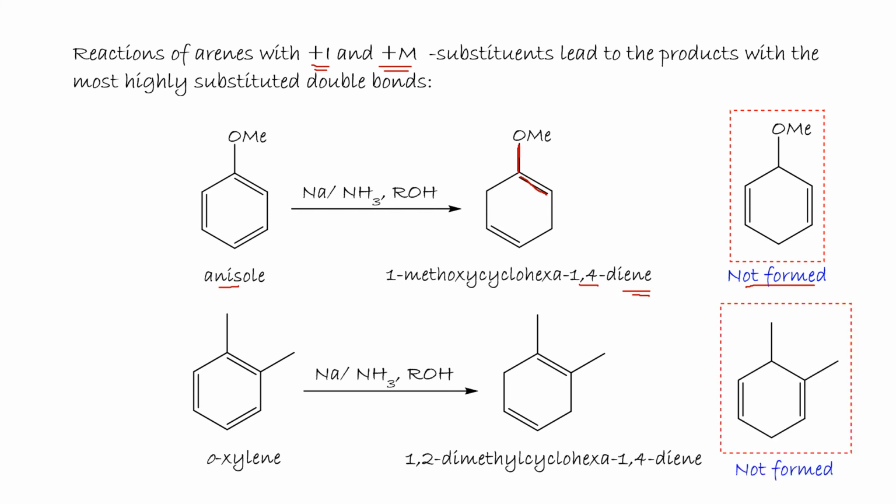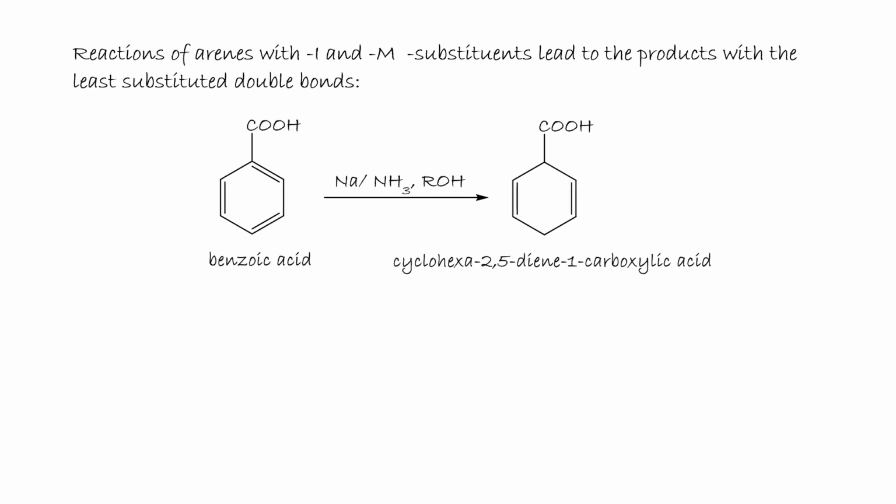If you have orthoxylene with sodium and liquid ammonia, you get 1,2-dimethylcyclohexa-1,4-diene, not this compound. So you get the most substituted double bond. So in the first one you get this product, in the second one, orthoxylene, you get that product. Why is that? How can you explain that?